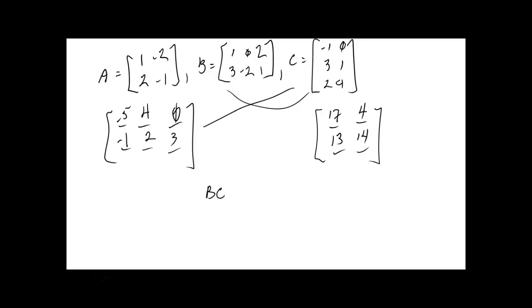What size is B? Say again? B. Yeah, it's going to give you a 2 by 2. B is a 2 by 3. C is a 3 by 2. So that's going to give you a 2 by 2. So multiply those together. I think they're close enough. We can do those. What does that give you?